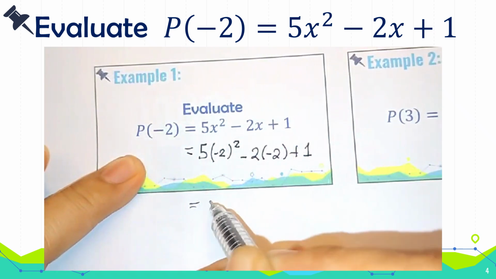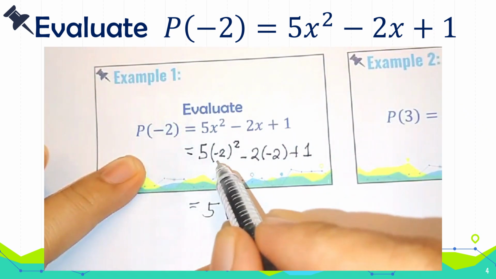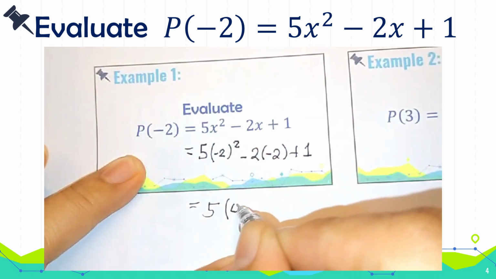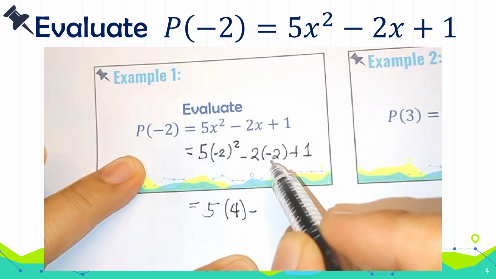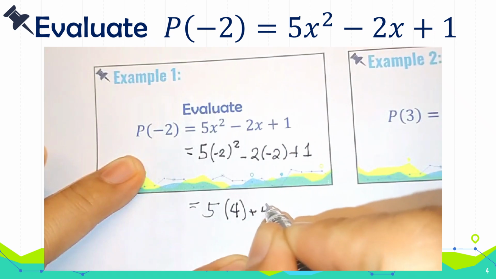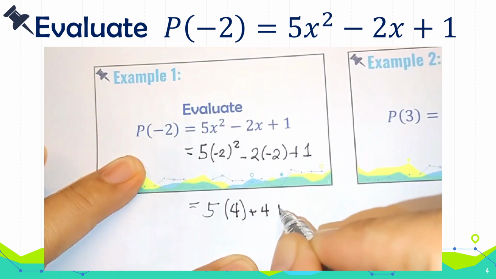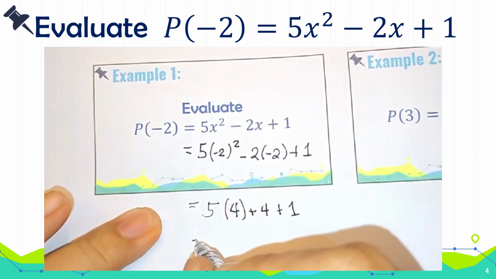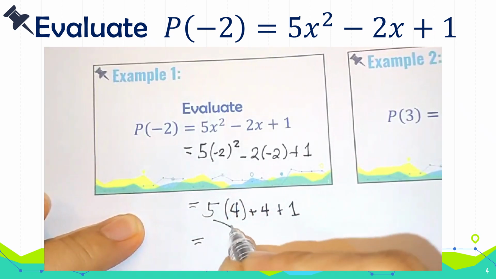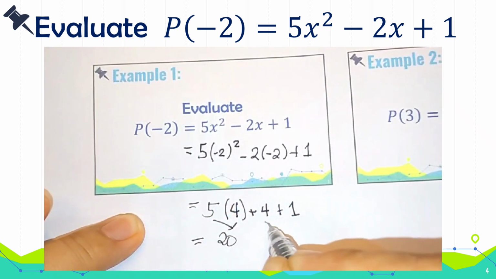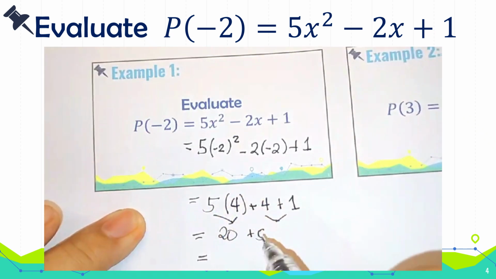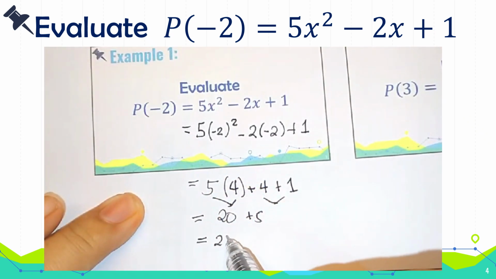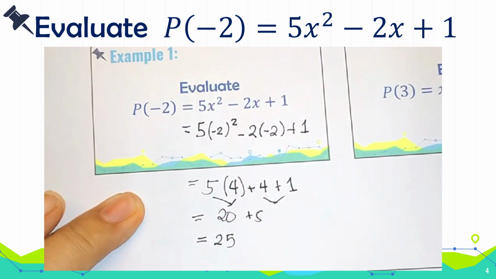Continue. Negative 2 raised to 2 will give us positive 4, minus negative 2 times negative 2 will give us positive 4. You can use your calculator to double check. Plus 1. Now let us simplify. This will give us 20 plus 5. So this will give us the value of 25.